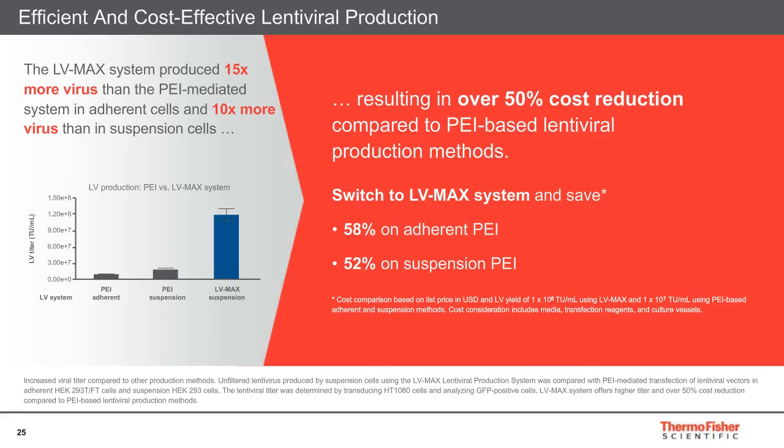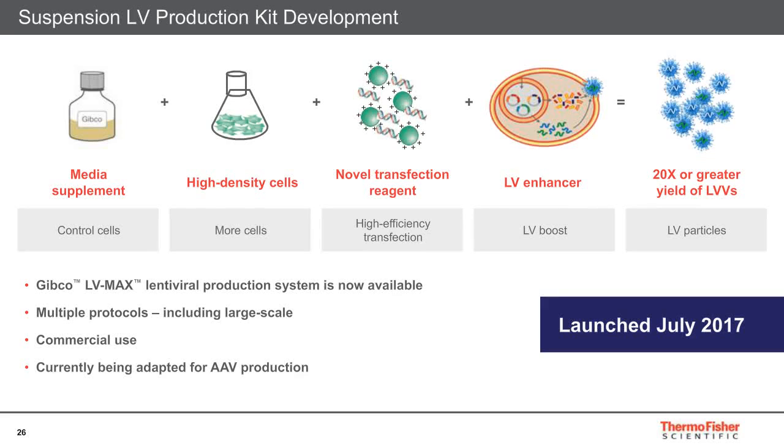This slide highlights the price. Like I said before, we hear that PEI is a cheaper transfection reagent, which is true, but because you typically get 10 to 15 times less virus, the cost of LV ends up being 52 to 58% more. And it's easy to imagine, especially if you move to different scales, if you need a certain number of LV particles for your needs. Let's say if you use PEI, you will need, for example, a 10 liter batch. But if you use the LV-MAX system, you will only need a 1 liter batch. So you can imagine the price difference in terms of media, cells, people, and time. At the end of the day, you save money.